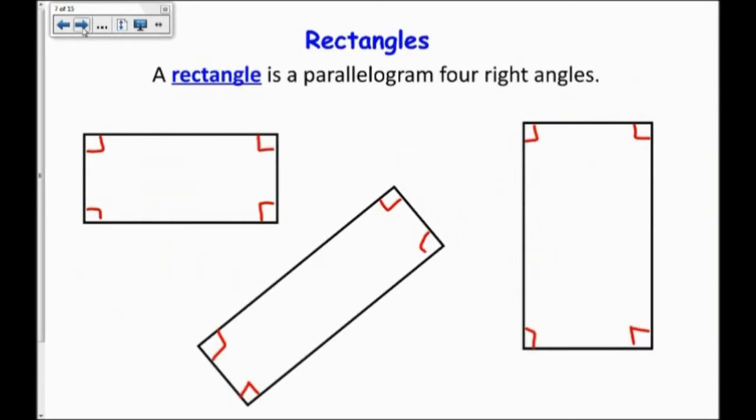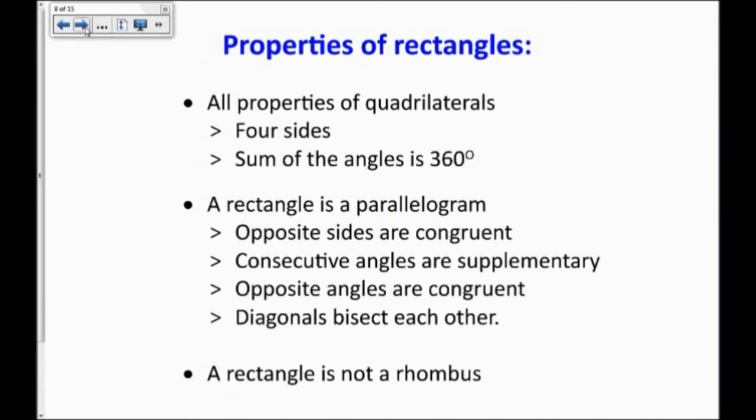A rectangle. A rectangle is a parallelogram with 4 right angles. So a rectangle is a quadrilateral, so it has 4 sides. The sum of the angles is 360. It's also a parallelogram, so the opposite sides are congruent, and the consecutive angles are supplementary, and the opposite angles are congruent, and the diagonals will bisect each other.